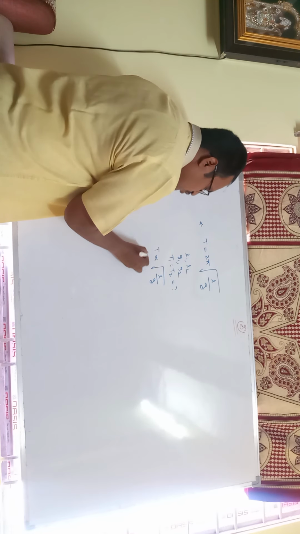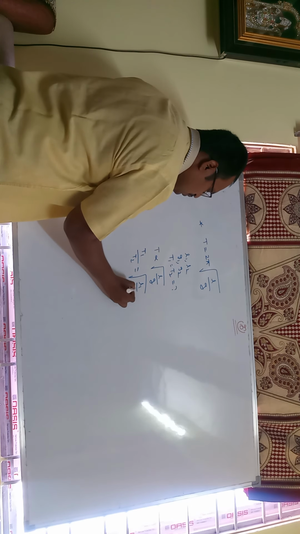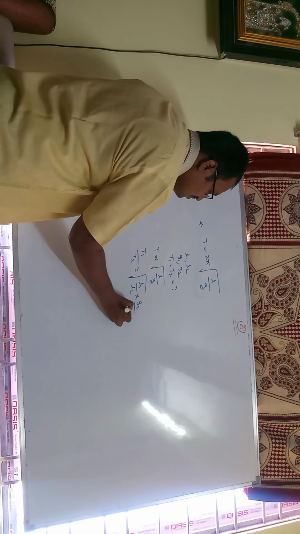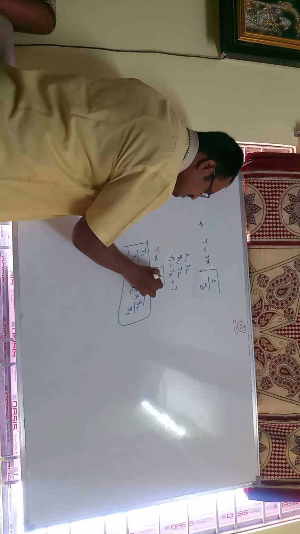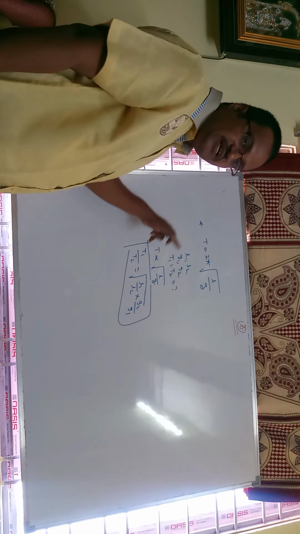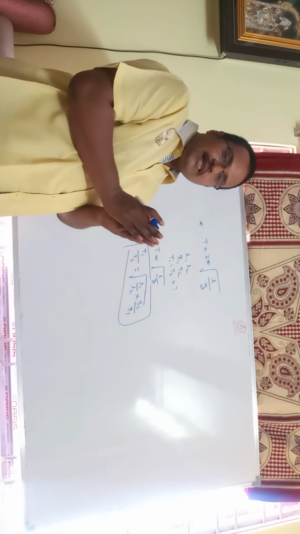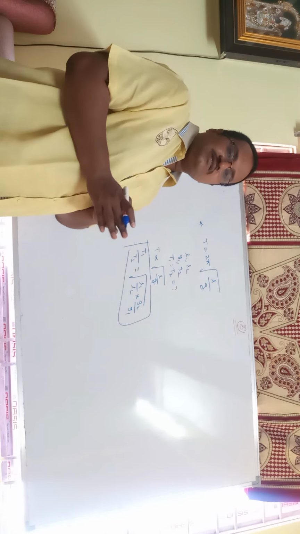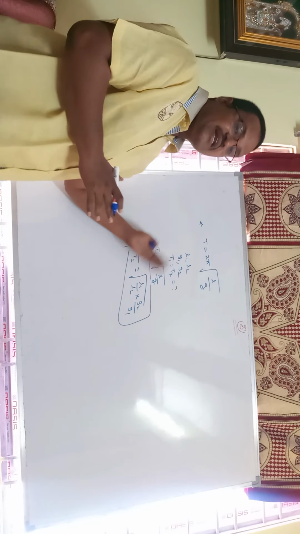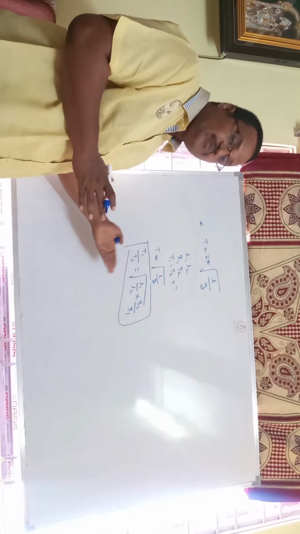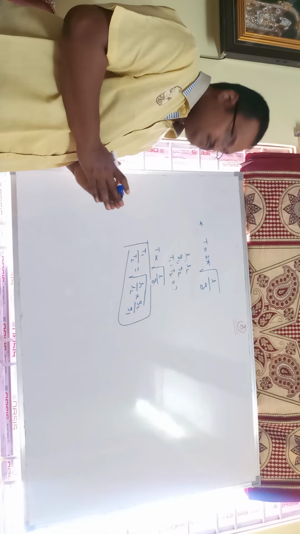So when 2 pi remains constant, T1 by T2 equal to root over l1 by l2 into g2 by g1. And also one more important point is the time period of the pendulum is directly proportional to root l and inversely proportional to root g. That means when the length of the pendulum increases, time period also increases. But when the acceleration due to gravity increases, time period decreases, and vice versa. This is the inverse proportionality relation.